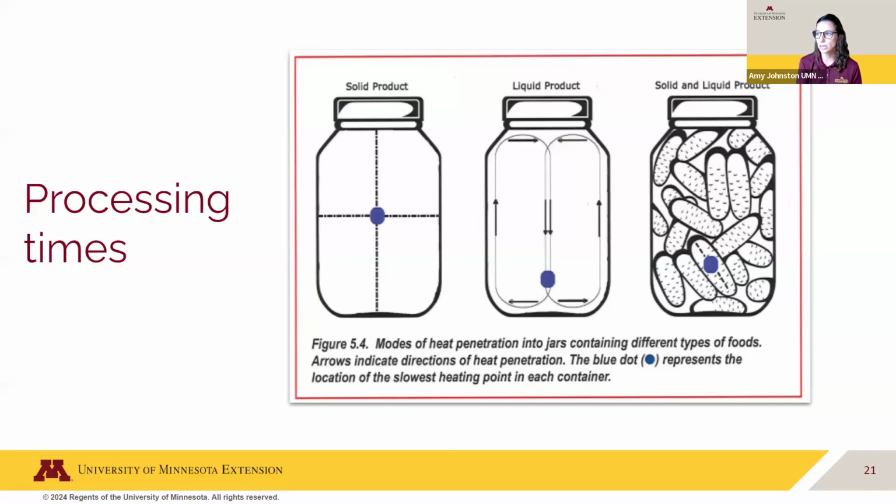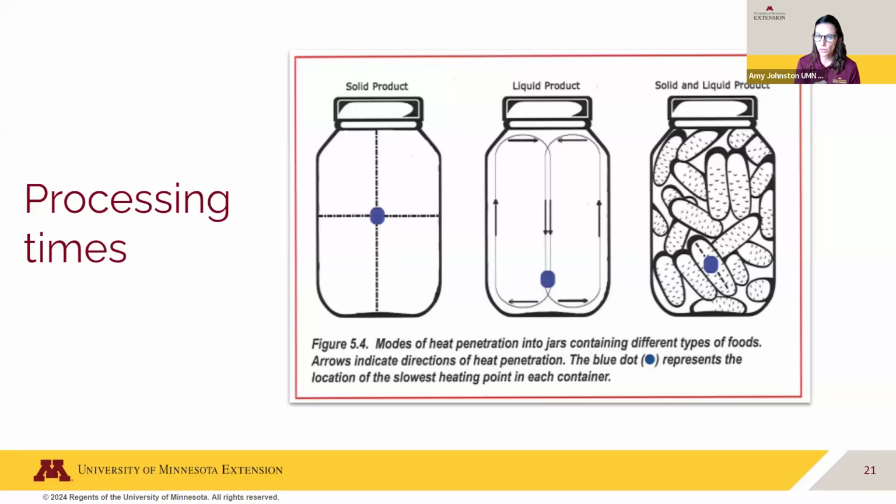The jar in the middle, the liquid product, is going to heat up the fastest. That liquid is going to have 2 kind of currents developing inside that jar, so the heat is really circulating and heating up everything really quickly. The slowest point to heat is at the bottom of the jar, right below where those two currents are overlapping. That's where, when they're testing a recipe for safety and processing time, they're going to be measuring for that temperature and time.